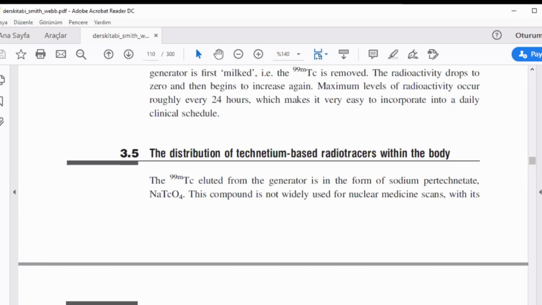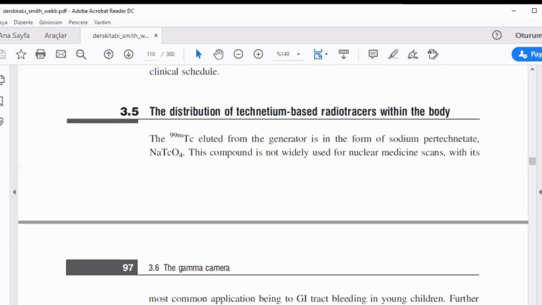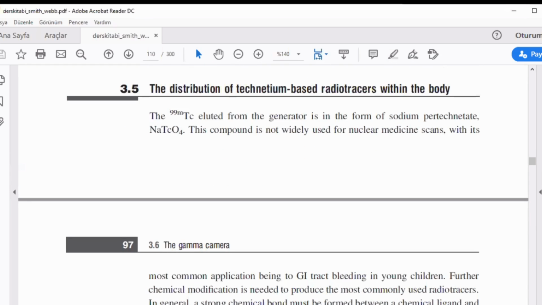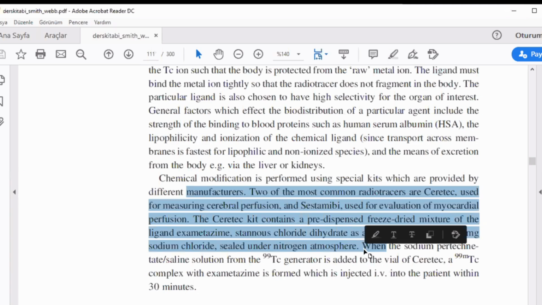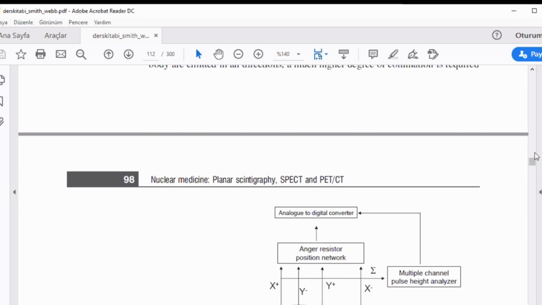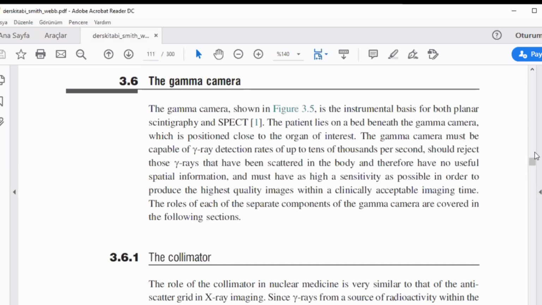Distribution of technetium-based radiotracers within the body. So this is again related to chemical or physical things. How do you perform or produce these things from different chemical compounds, doing what kind of procedures, utilizing some things, etc., which is left as an exercise.